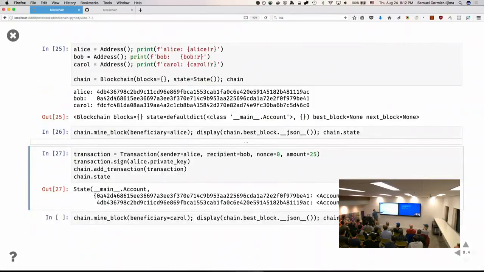So now that I've made this transaction, you can see that the state has been updated. So now Alice has 75, her nonce has been incremented, and then Bob now has a balance of 25. And Bob could then spend that 25 by creating a transaction, signing it with his private key, and then broadcasting that to the network. But this transaction isn't really confirmed until it's included in a block.